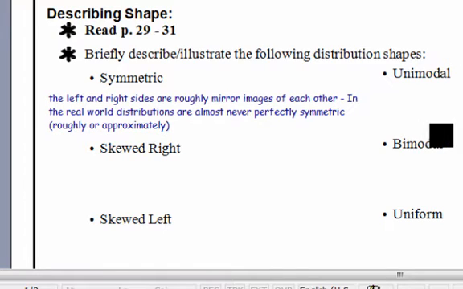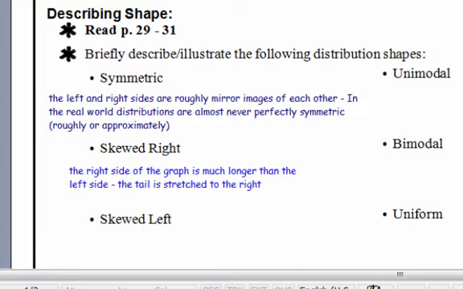Okay, so we're going to briefly describe and illustrate the following shapes. Symmetric: the left and right sides are roughly mirror images of each other. In the real world, distributions are almost never perfectly symmetric. They're just roughly or approximately symmetric, and that's what you're going to be looking for. Skewed right means that the right side of the graph is much longer than the left side. The tail is stretched to the right. This is right skewed. If you notice, this side of the graph is much longer. That is skewed right.